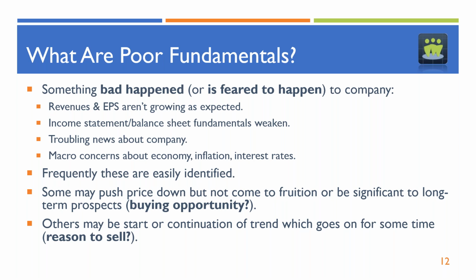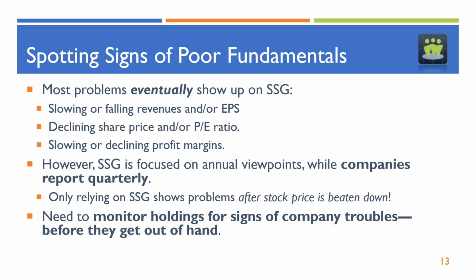If you've been paying attention, you'll now know this is several quarters where things are not quite as rosy as they were when you first purchased the company, and that could be a reason to sell. So most problems eventually will show up on the stock selection guide.